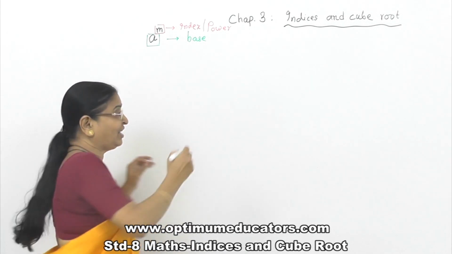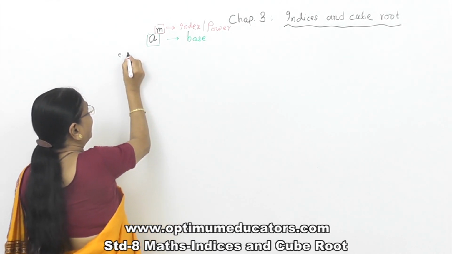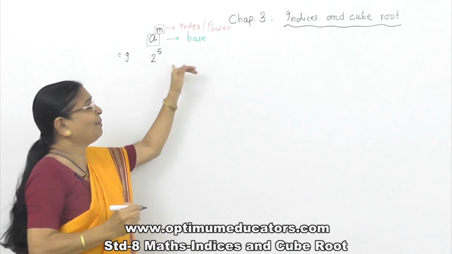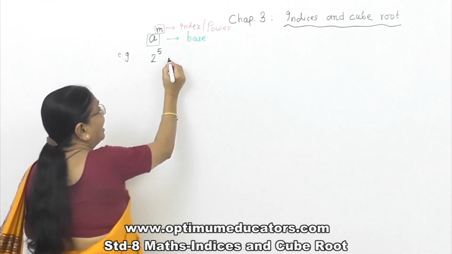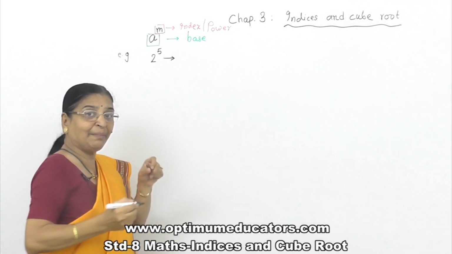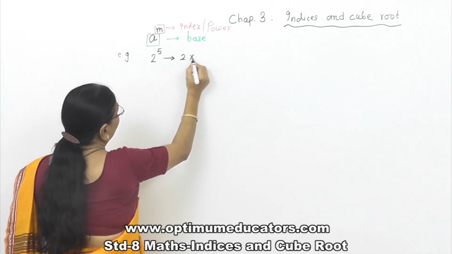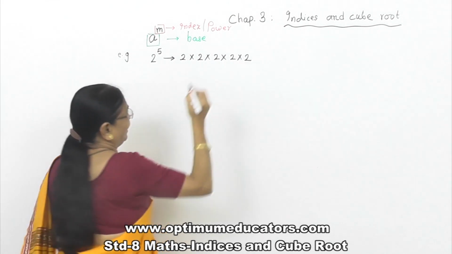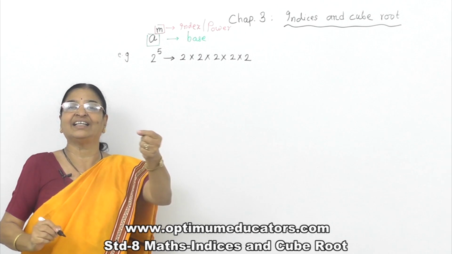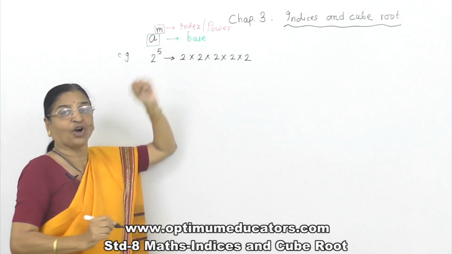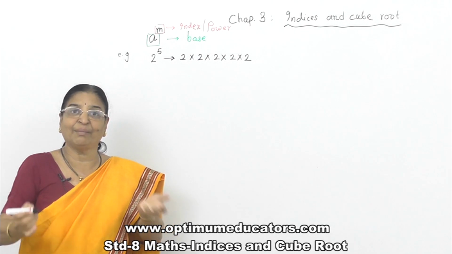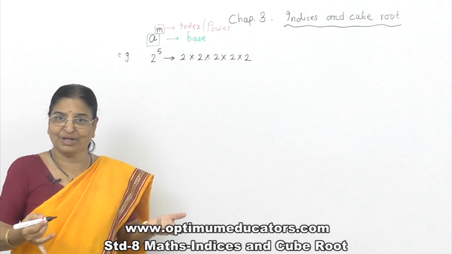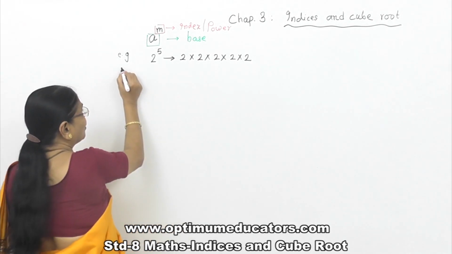And what is the meaning of this? Suppose for example we take 2 raised to 5. I will call it 2 to the power of 5 or 2 raised to 5. And what is the meaning of it in our multiplication form? It is 2 into 2 into 2, how many times? I will write 5 times. Okay, so actually it is a shortcut method. By this shortcut method, you can write the multiplication of numbers or the division of numbers or any other type of numbers. Yes, and you have learned the laws of indices.